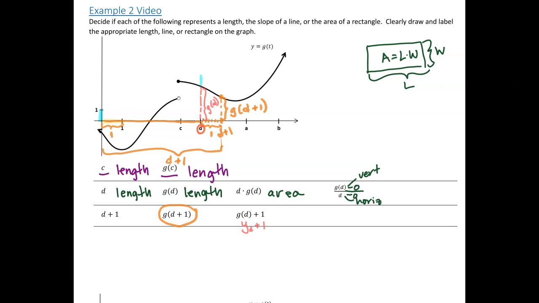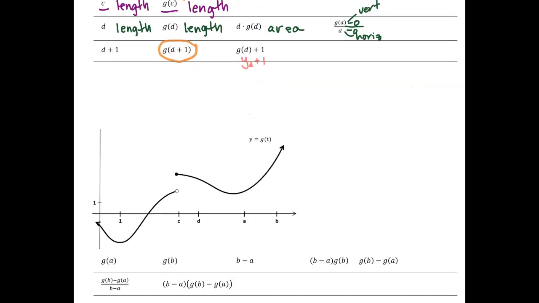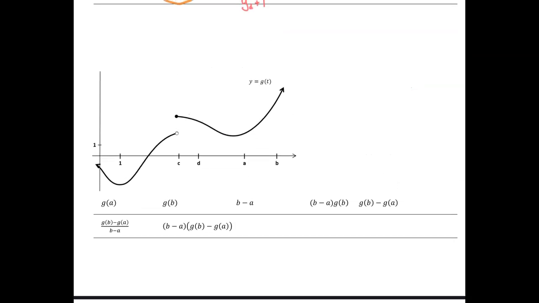So, back to red. That's adding 1 to my output, so adding 1 to my y. And this is g of d plus 1, that entire length. So it's very different whether you add 1 to the input or 1 to the output. You can see that orange vertical distance and that red vertical distance are not the same. Okay, just a couple more groups to look at.